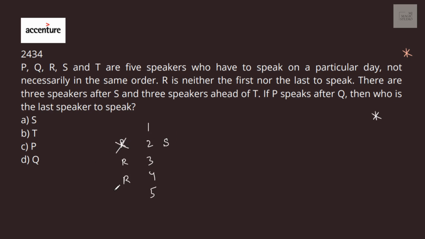R is out from the second position also. There are 3 speakers after S, and there are 3 speakers ahead of T. So 1, 2, 3. T should be at this position, number 4. That's how there would be 3 speakers ahead of T. This R is also gone. That means the third position is occupied by R. If P speaks after Q, only these spots are left. Then who is the last speaker to speak? Last speaker to speak is P, and yes, that is in option C.